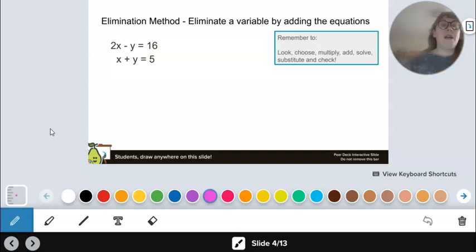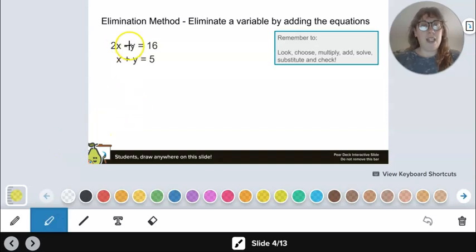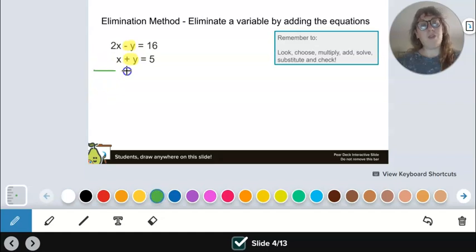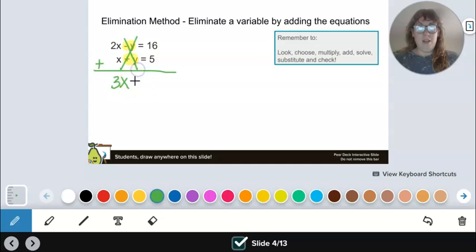So this next one is 2x minus y equals 16 and x plus y equals 5. So I see negative y, positive y. So we have a coefficient that's a -1 and a +1, which is great because when we add them, that means they will cancel out and eliminate. 2x plus 1x gets us 3x. -1y plus 1y cancels to 0, equals 16 plus 5 is 21.